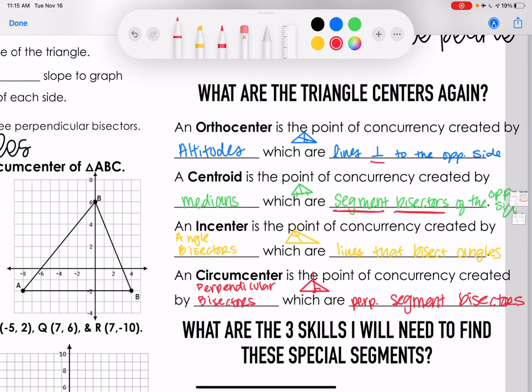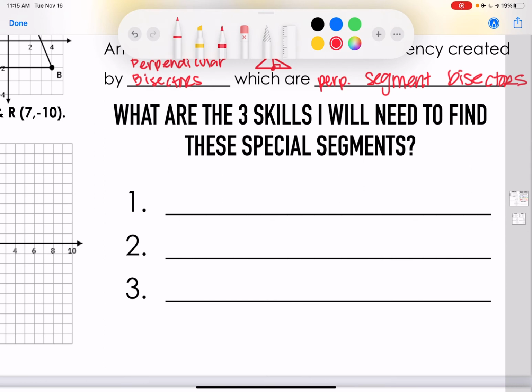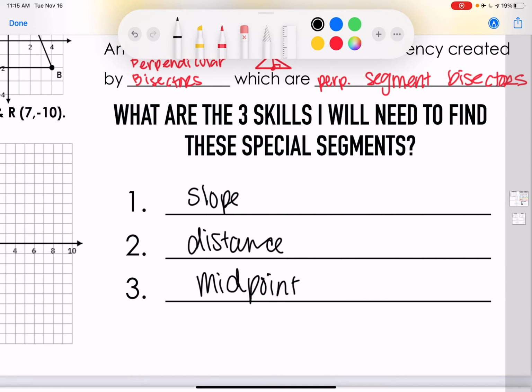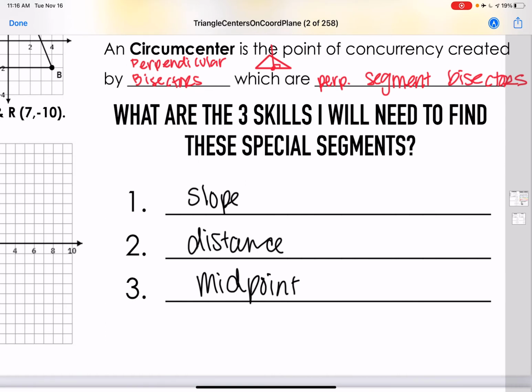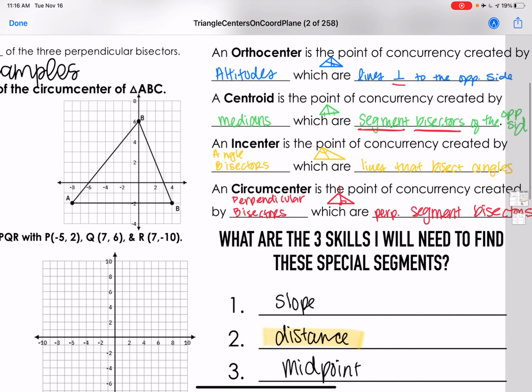There we go. Now, so the three skills that we have talked about, remember, on the coordinate plane that we're going to be using is we are going to be talking about slope, distance, and midpoint. Now, here's the deal. We will not end up using all of these skills. In fact, distance right here will not be used to find any of these three special segments.